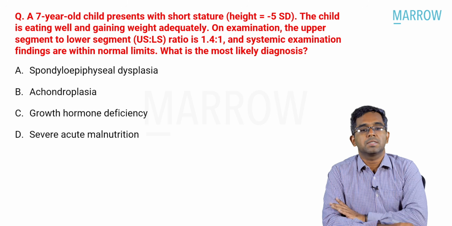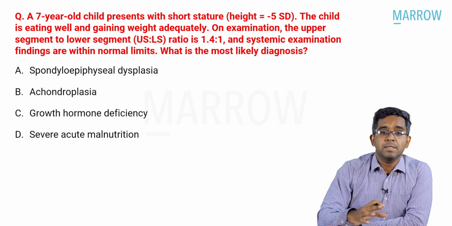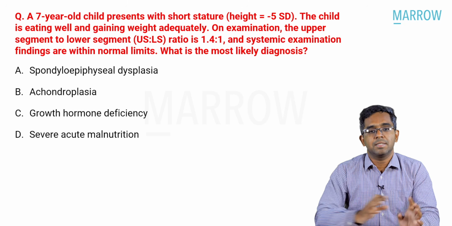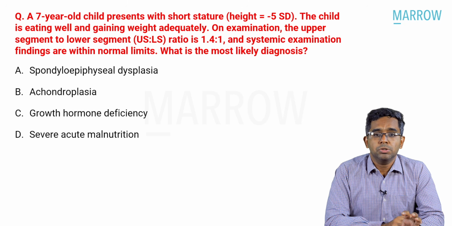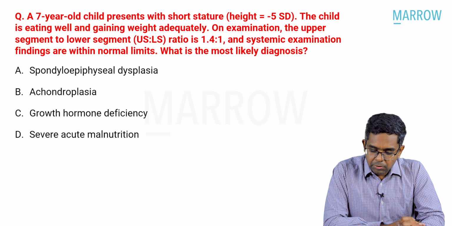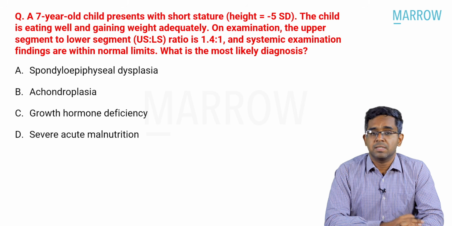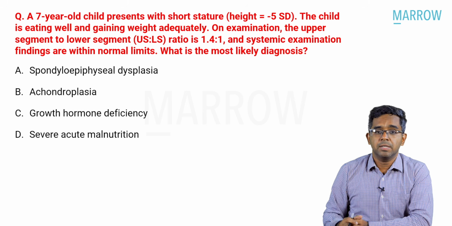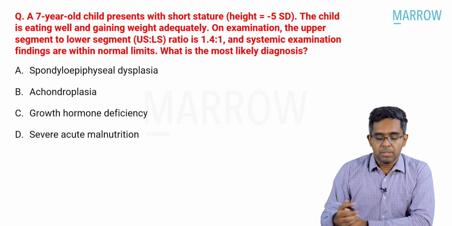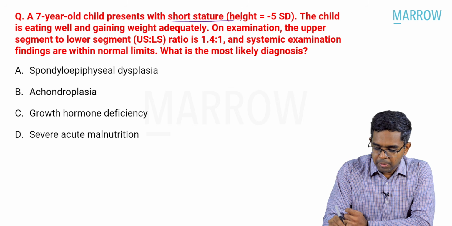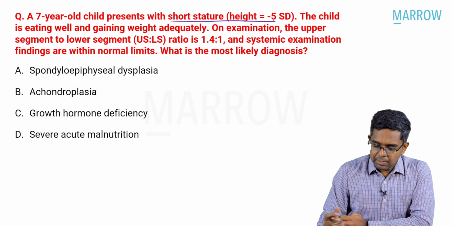This is also a question which nowadays I see many times in your INI-CET exams. A question related to short stature. See this. A 7-year-old child presents with short stature. Height is -5 SD, which is very well below -2 standard deviation, the cutoff for short stature. So definitely short stature is documented in this child. The child is eating well and gaining weight.